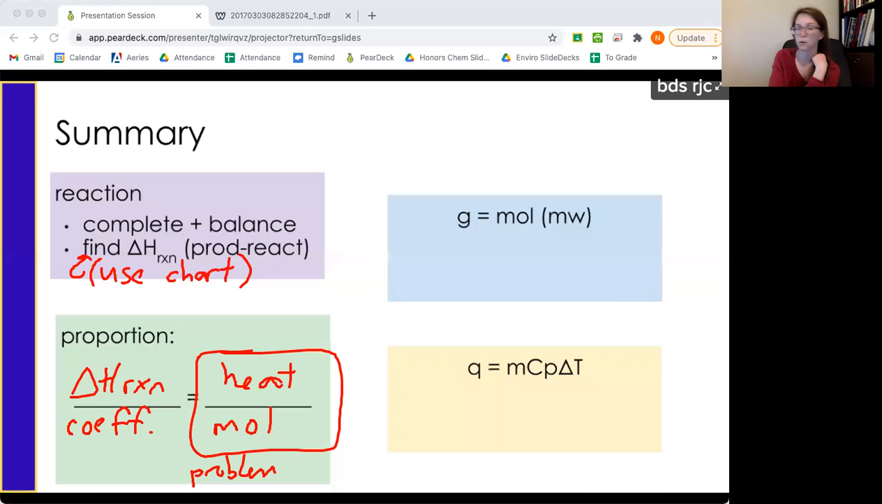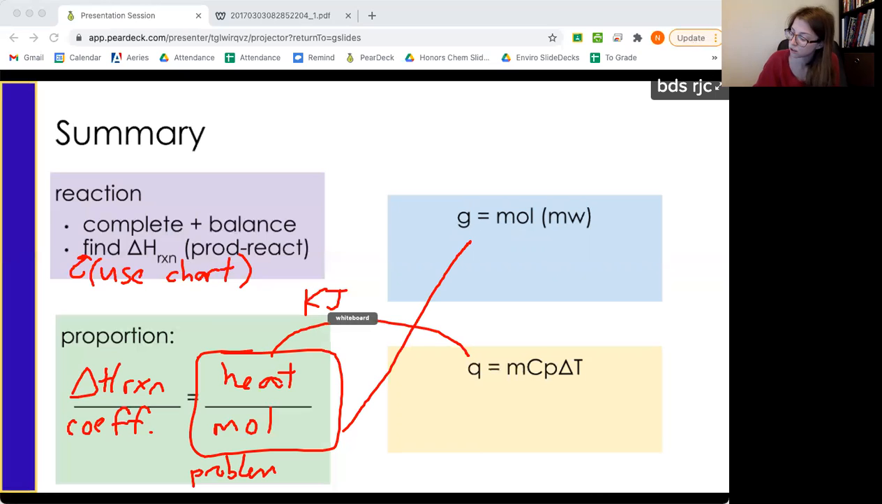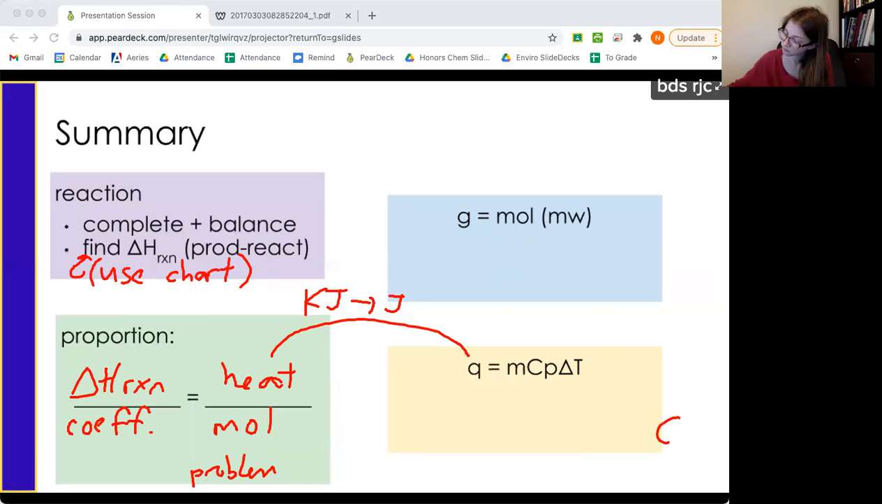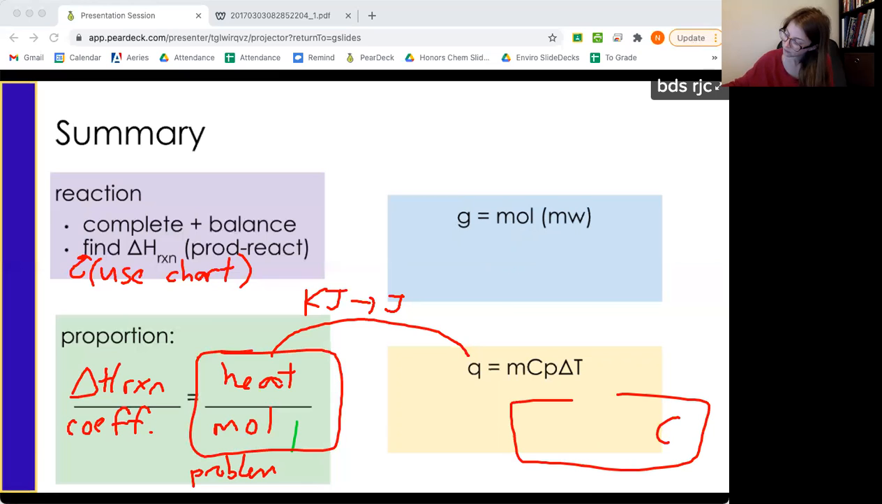Okay, so I should have actually put these in a different order on the slide, but those moles, we're probably going to either get or plug into grams equals moles times molecular weight. That heat is ultimately going to be the Q. We just have to do some kind of kilojoule to joule conversion. I'm sorry, this is so messy. Let's make it a little better.